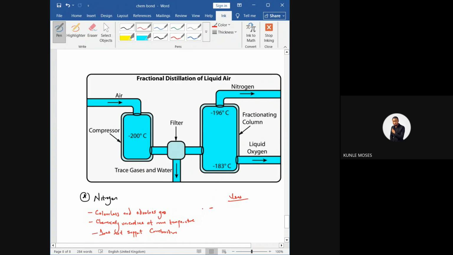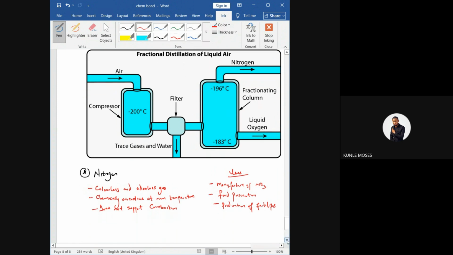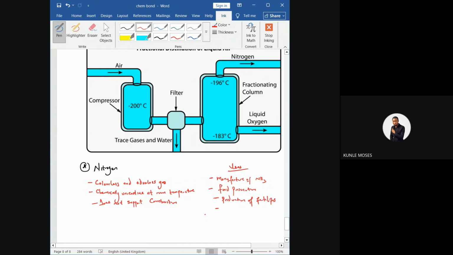They help in the manufacture of ammonia and in food preservation. They can also be used in producing NPK fertilizers: nitrogen, phosphorus, and potassium fertilizer. There are also other uses, but let's just end it there. They can be used to fill electric bulbs. All these electric bulbs contain nitrogen.